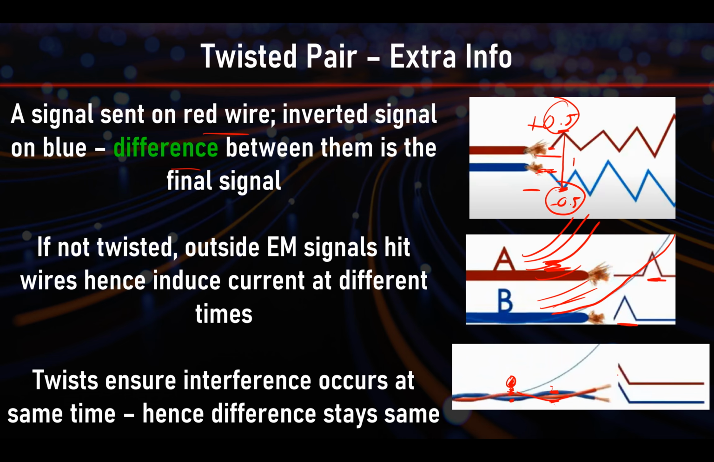What we're saying is that if both wires have the same interference, then the difference between the wires has not changed. Let's say this is our two signals, and the distance between them is just 1. If we then have a spike here, and we also have the same spike here, the distance is still 1, since both of them have been affected by the same amount. That's why they're twisted.